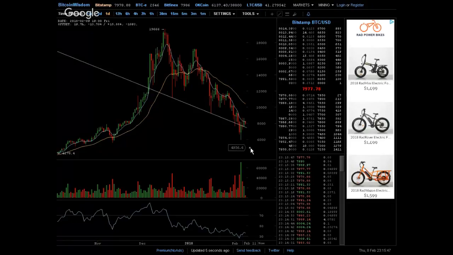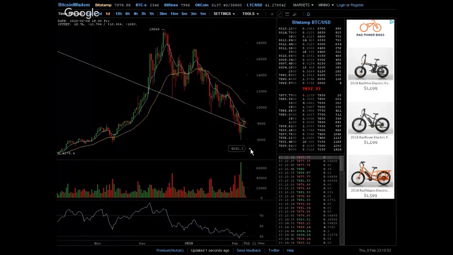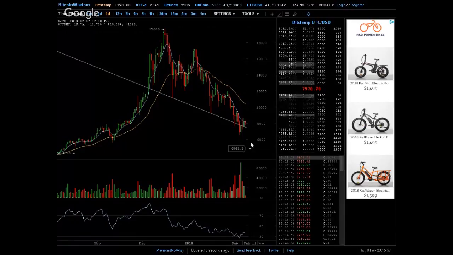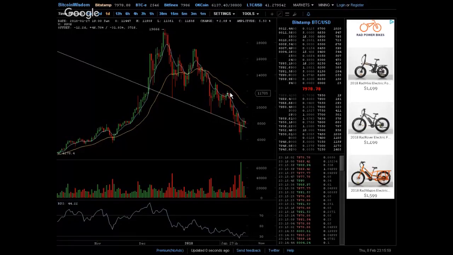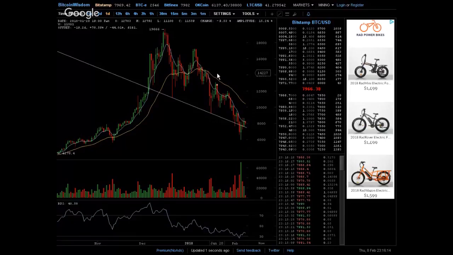Let us all pray that the price can go up higher, because if it does not go up higher and break these levels, if it doesn't break 12,000, if it doesn't break 13,000, if it doesn't break 17,000, you know, you're looking at another break on the downside. That's just my opinion only.